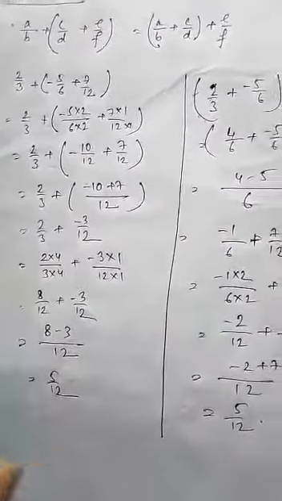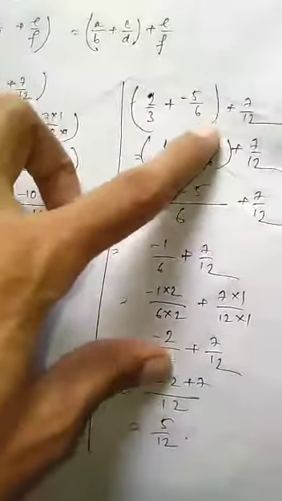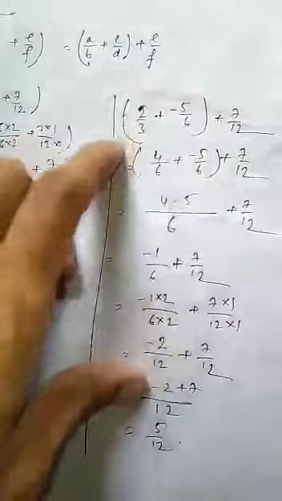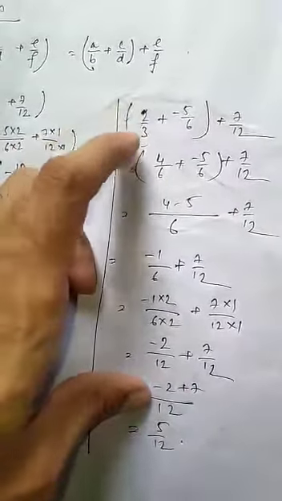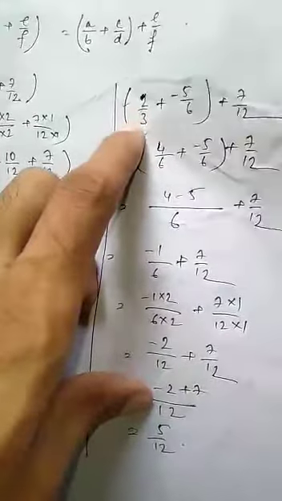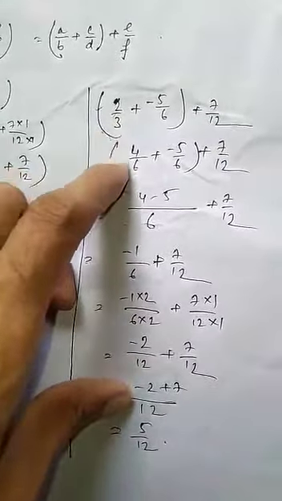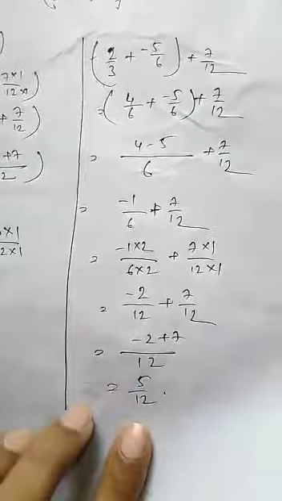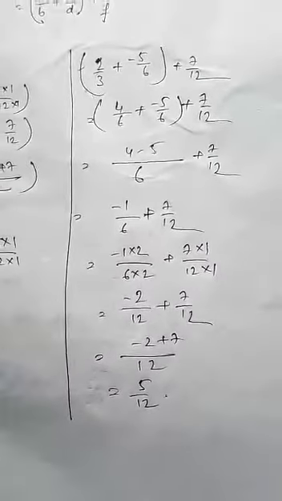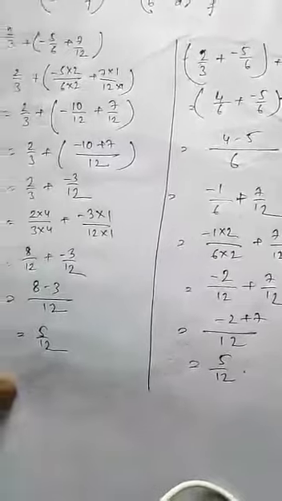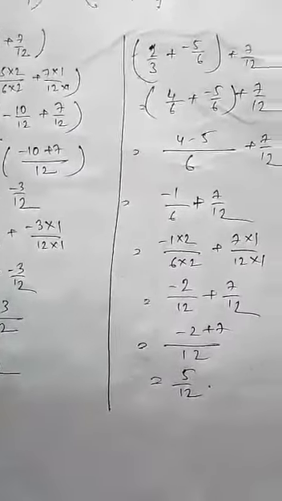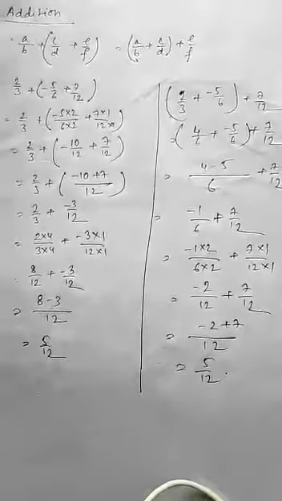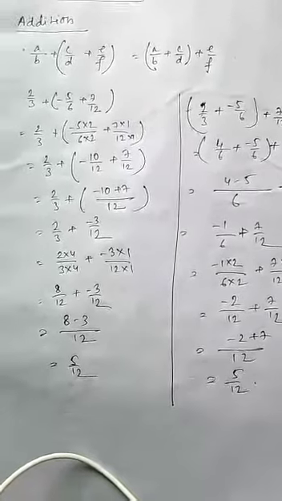Okay, and if we consider 2 by 3 plus minus 5 by 6 plus 7 by 12, then also the LCM of 3 and 6 will be 6, and so our ultimate result will be 5 by 12. So thus we can say that in both these two cases the ultimate result is the same. So we can say that the addition of rational numbers follows the associative property. That means the addition of rational numbers is associative.